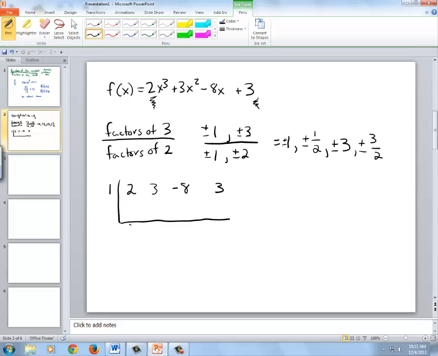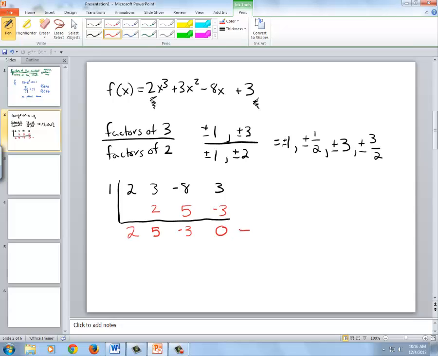So the first thing we do, we bring down 2. We have 2 here. 2 multiplied by 1 is 2. And 2 plus 3 is 5. 5 times 1 is 5. And we have negative 3 as our answer, because negative 8 plus 5 is negative 3. And then lastly, we multiply 1 by negative 3, and we get negative 3. And so we have 0.